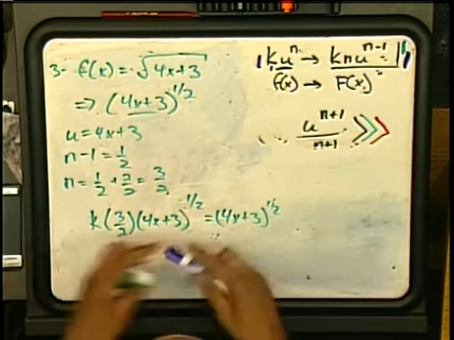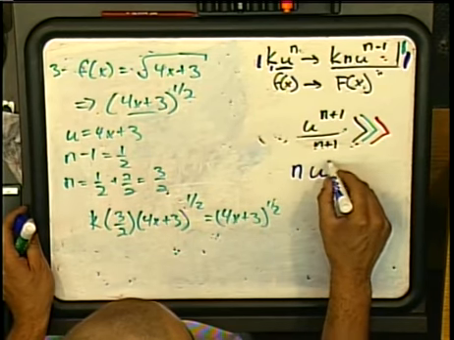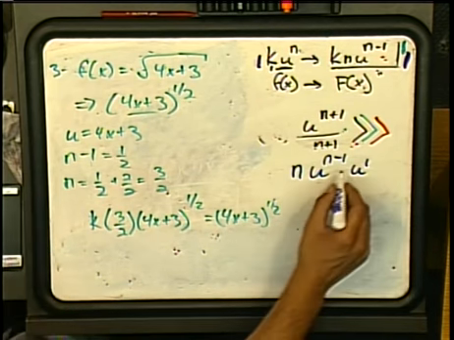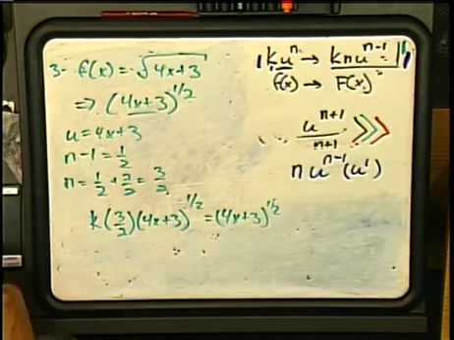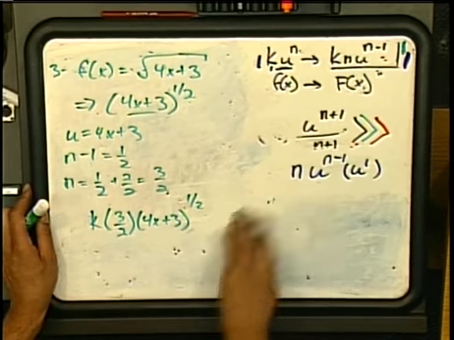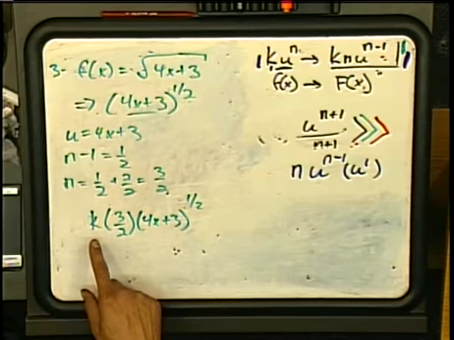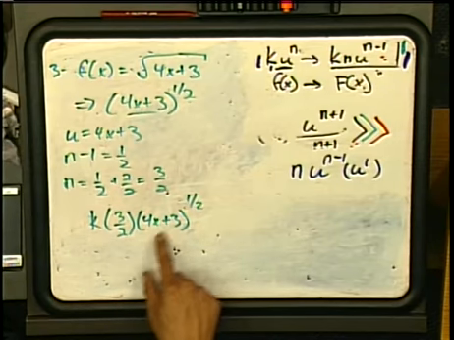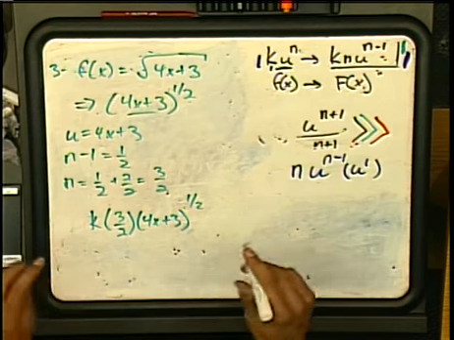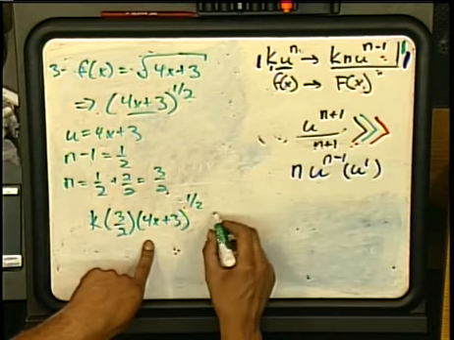This is where this formula starts applying. K N U to the N minus 1, U prime. And I forgot to do that in here. Since we have to use the chain rule for this one, the derivative of 4x plus 3 is 4.